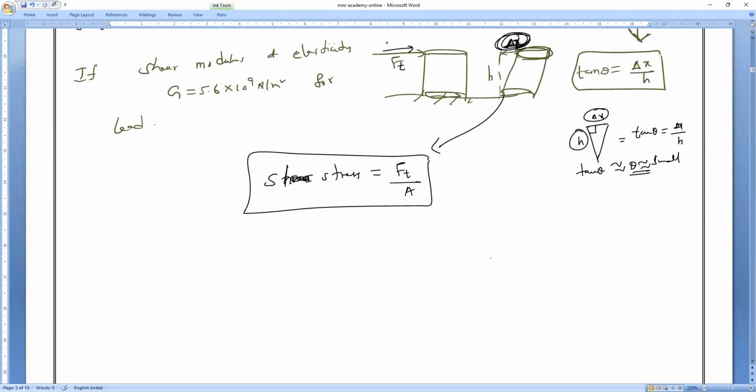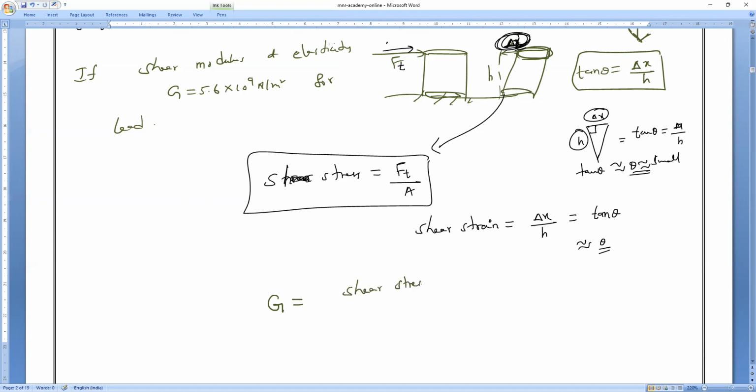Now tell me the shear strain quickly. It is on the board itself. What is the shear strain? All of you. Shear strain is equal to delta X by H, which is equal to tan theta, and we all know approximately it is equal to theta. Understood? Now they are asking delta x. We'll calculate it. So what is that, everybody? Shear modulus. Shear modulus is equal to what, everybody?